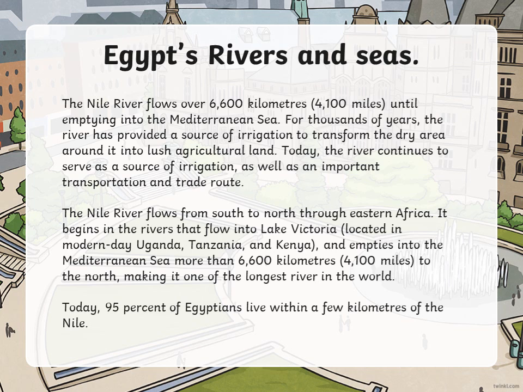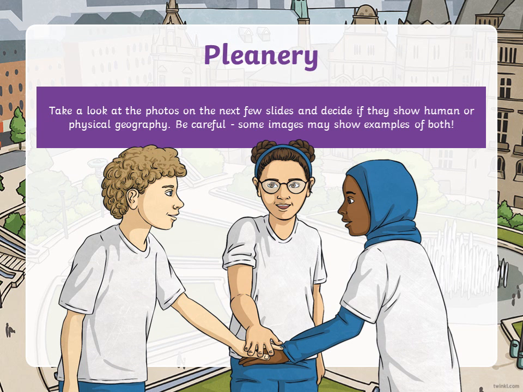Today, 95% of Egyptians live within a few kilometres of the Nile. So on your sheet you can tell me all about that. Why do people live so close to the Nile, and why can't they live in the desert? So now you should have a full two categories full of the history and the geography of Egypt. It should be the physical and human geography with each of those parts filled in.